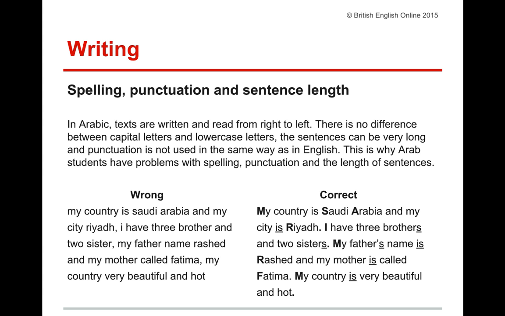The correct version would be, "My country is Saudi Arabia and my city is Riyadh. I have 3 brothers and 2 sisters. My father's name is Rashid and my mother is called Fatima. My country is very beautiful and hot." That sounds much better. Easier to follow, isn't it? Definitely. So there we go, a few typical problems and some of the solutions for Arabic speakers.